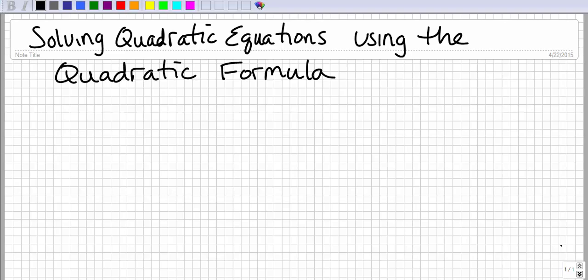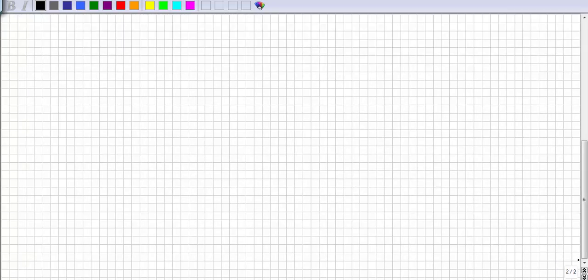This video is going to show you how to solve quadratic equations using the quadratic formula. First of all, I'd like to show you where the quadratic formula comes from so it makes sense what you're actually doing when you're using it. So the first thing we're going to look at is a generic equation for a quadratic.